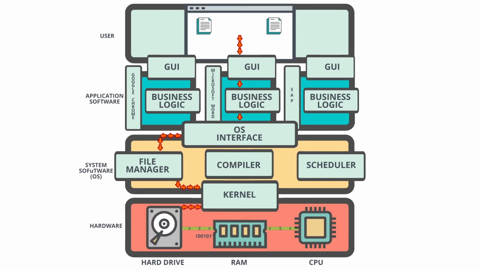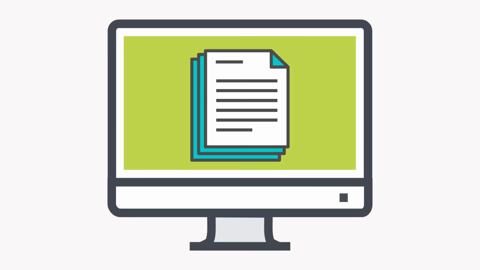which is then displayed on the computer in the form of a Word document. This is basically how a computer works. Now let's look at how software is developed. Software development means computer programming, or writing code.